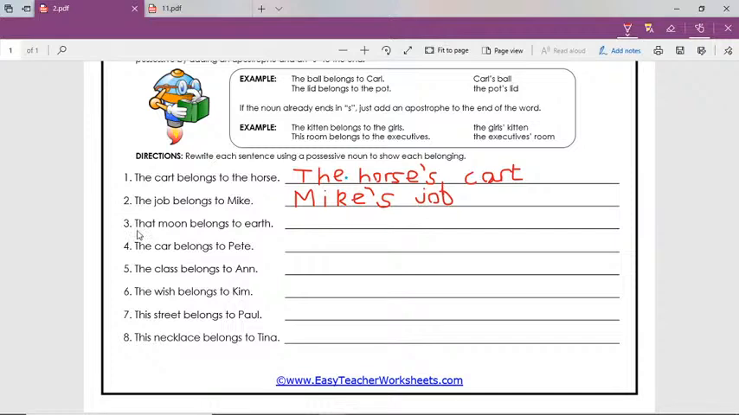In this case we've got that moon belongs to Earth. So we don't actually use a "the" in front of Earth here, and don't get confused by the use of "that". So we need to say Earth's moon.